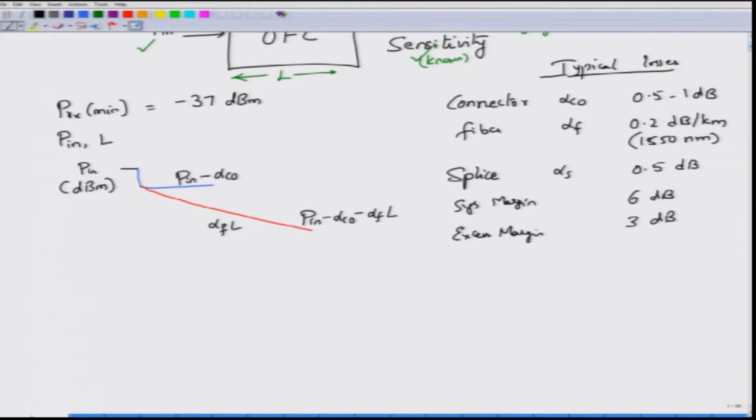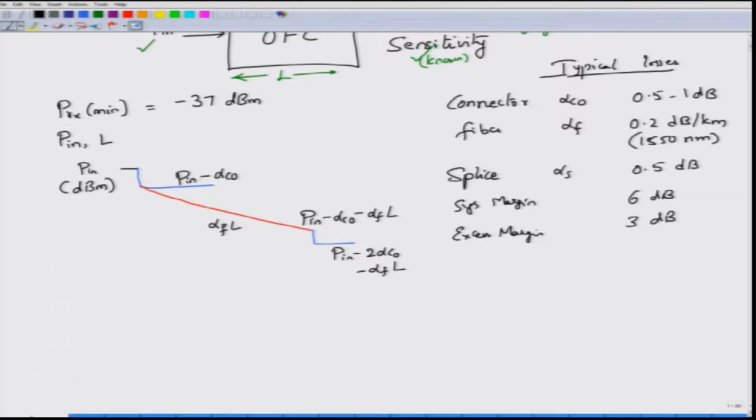Okay. Now, what happens next? I might actually have another connector here, which causes my optical power to drop down to P in minus 2 alpha C0, 2 because you have 2 connectors here. The more the number of connectors, the more the terms that you have to include, minus alpha F into L.